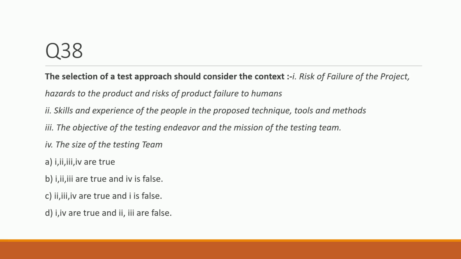Question 38 is the selection of a test approach should consider the context, risk of failure of the project, hazards to the product and risks, skills and experience of the people in proposed techniques, the objective of testing endeavor, and the number 4 is size of the testing team. So the correct answer is B, where 1, 2, 3 are true and the 4 is false. So testing approach should not depend on the size of the testing team.